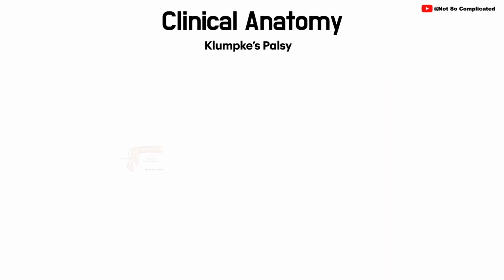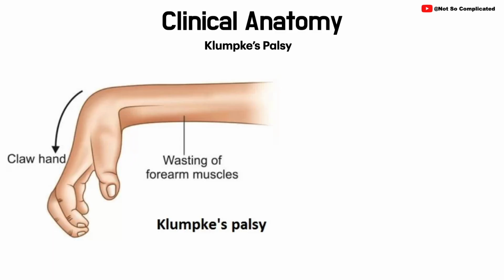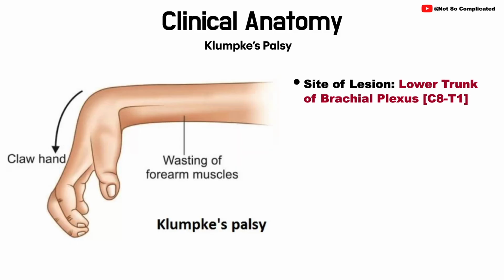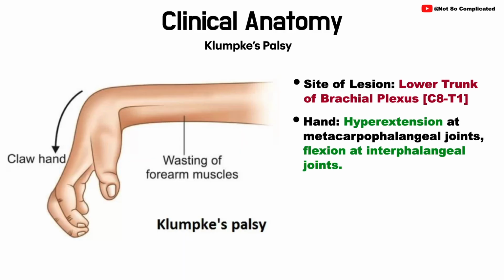In Klumpke's palsy, the manifestation is like this, that is a claw hand. There will be wasting of forearm muscles also. The causes are similar to Erb's palsy, and the site of lesion of Klumpke's palsy is the lower trunk of the brachial plexus, that is C8 to T1. The hand is in a position of hyperextension at the metacarpophalangeal joints and flexion at the interphalangeal joints. You can check it out in the figure right here.